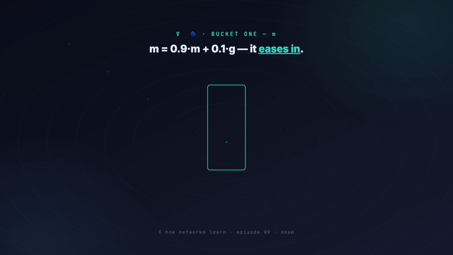Let's fill the first bucket. M is exponential momentum, exactly like episode 7. Each step, M decays to 90% of itself and adds 10% of the new gradient. M becomes 0.9 times M plus 0.1 G. The misconception here is that M jumps straight to the gradient. It doesn't, it eases in. With our toy gradient of 1.0 on this weight, step 1 gives M 0.1 times 1.0, which is 0.10, not 1.0, a tenth. The bucket is mostly empty because it started empty.